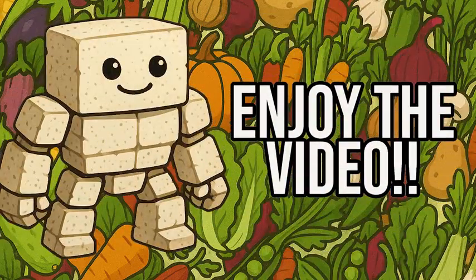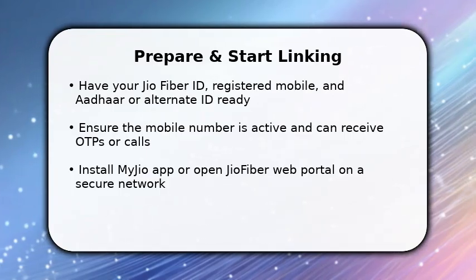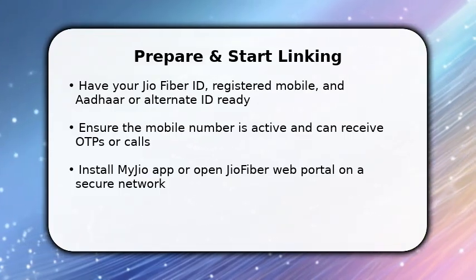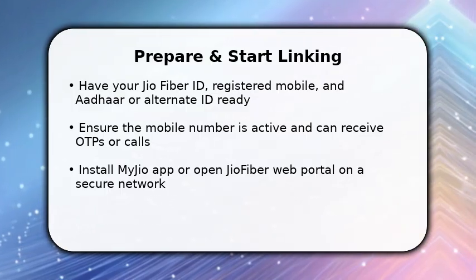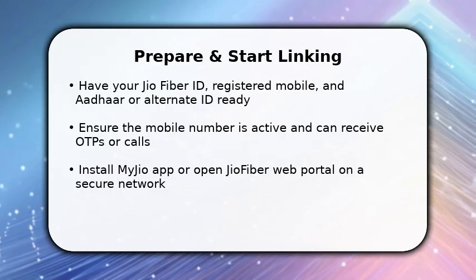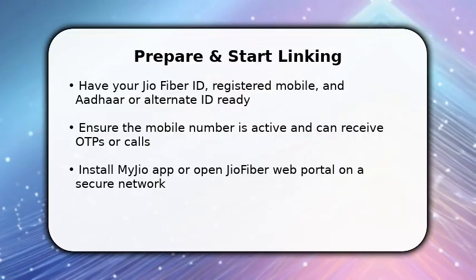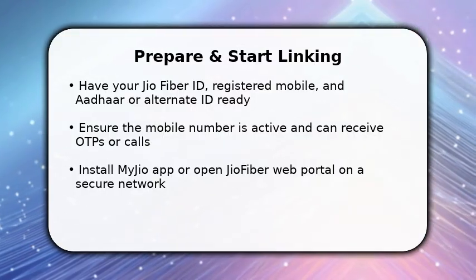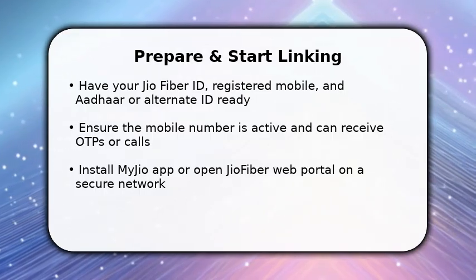Please enjoy the video. You begin by verifying prerequisites: your Jio Fiber account details, the mobile number you want to link, and a valid ID for verification. Open the My Jio app or the Jio Fiber portal now, choose the account section, and locate the mobile linking or update mobile option. Once you tap that, enter the new mobile number exactly as digits. Make sure the device can receive SMS.